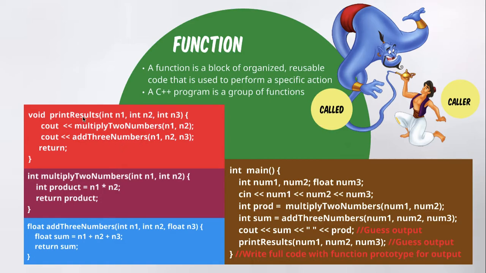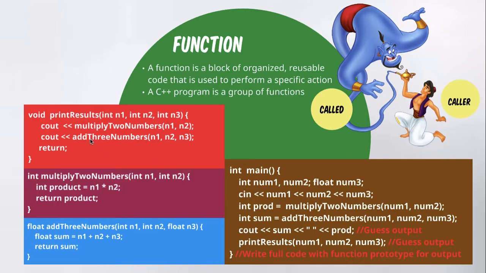Anyway, in the print results function, we again call both multiply two numbers and add three numbers function, just like in main. But here, instead of storing this value inside any other variable, I am just printing it out directly. Both multiply two numbers and add three numbers. Well, this is all correct. You really do not need to store the value inside a variable if you do not want. You can directly print it. So there is no problem with it.